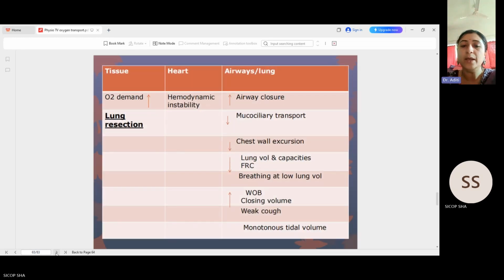Next is lung resection. In lung resection, again, the O2 demand is going to go up. There could be hemodynamic instability. There is going to be more airway closure. Mucociliary transport decreases. The excursion of the chest wall is going to decrease. When the excursion of the chest wall decreases, the bucket handle and pump handle movements are affected, and thereby the air entry and the ventilation go down. So breathing at low lung volumes will be seen. There will be an increase in the work of breathing and an increase in the closing volume. Weak cough can be seen, and monotonous tidal volume. Shallow breathing will also cause monotonous tidal volume.